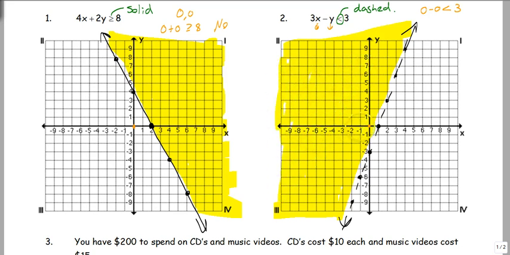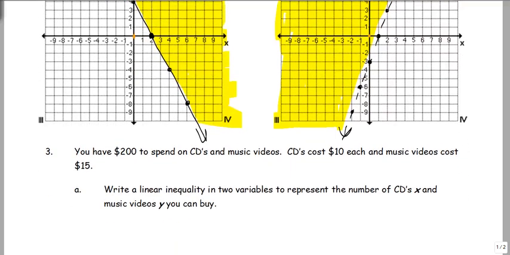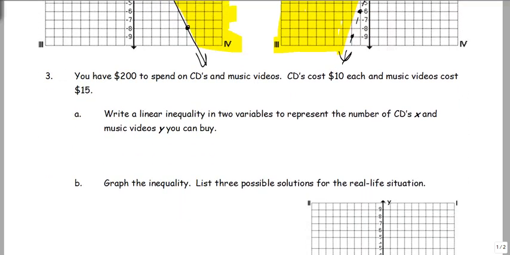And we're done. Okay. So again, it's like graphing the lines before. 2 new steps. 1, you have to decide if it's dashed or solid. And 2, you have to figure out which side of the line you shade. Alright, good.